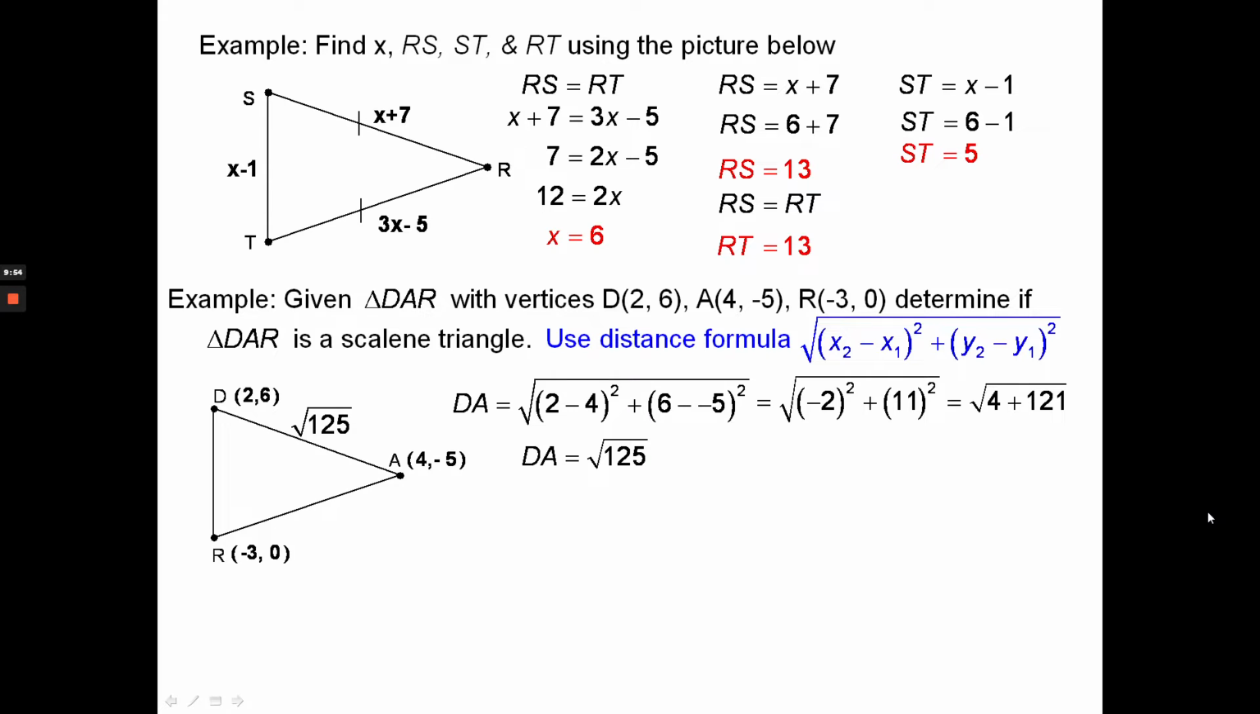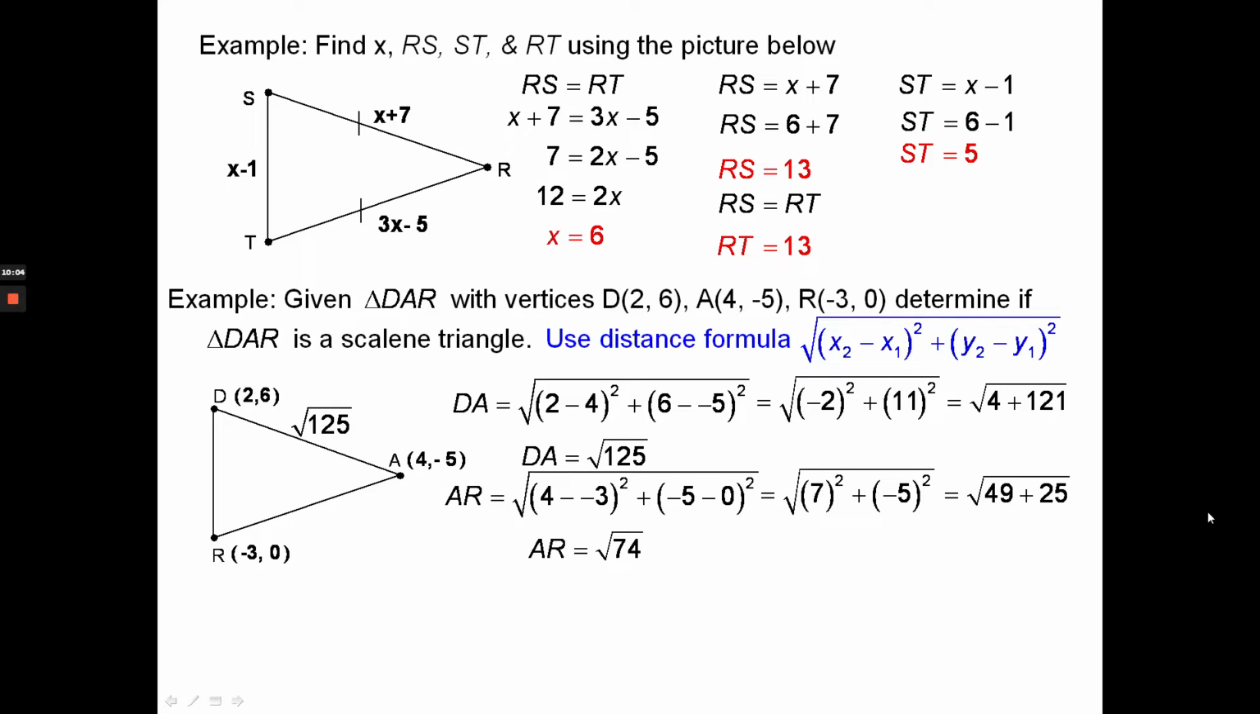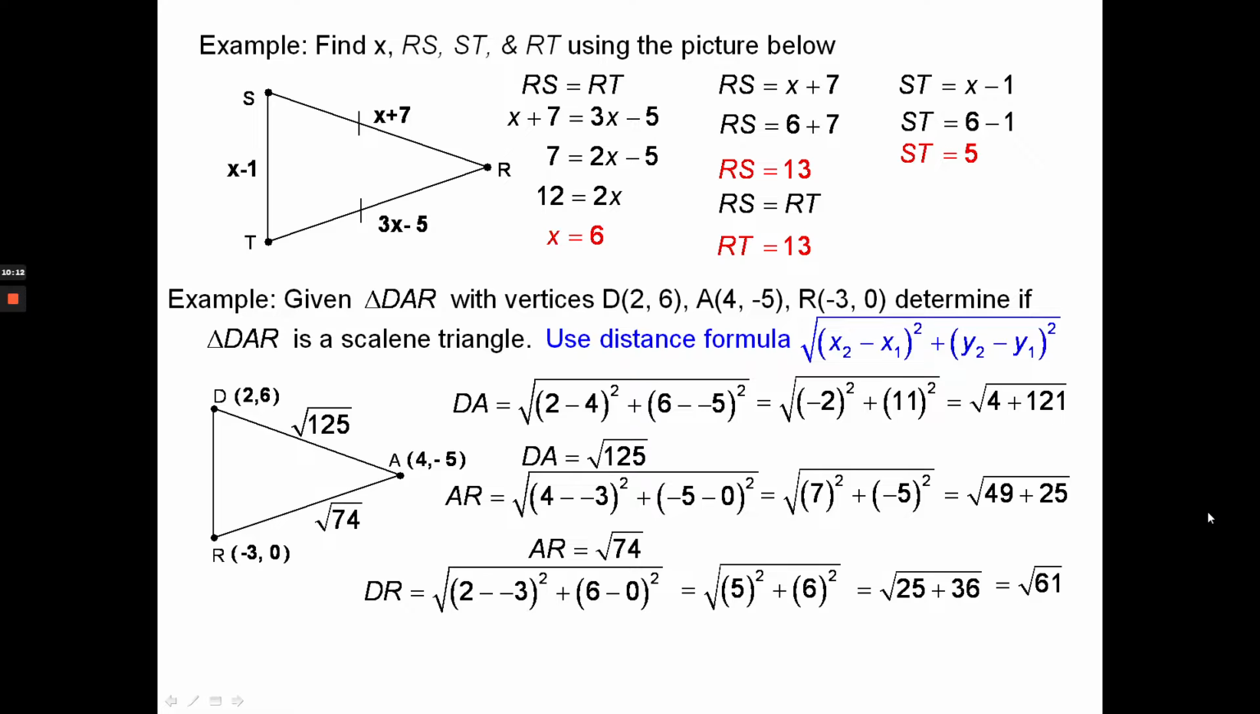Okay. You can pause this video and go ahead and find AR and DR. Okay, AR, plugging in, we get the square root of 74. Finding DR, we plug in and we find the square root of 61. So now come over to your triangle and compare these numbers. Are any of them the same? And you should say no. So all three sides are different, and when a triangle has all three sides different, we call it a scalene triangle.